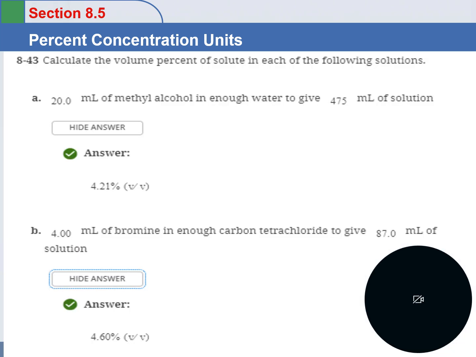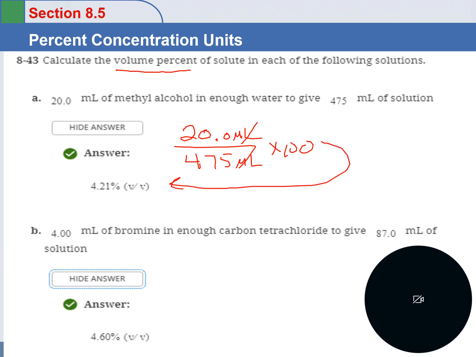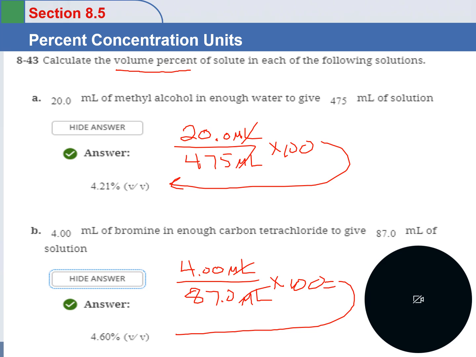Here are some similar problems. Again, I encourage you to pause the video and see if you can calculate what the volume percent is here. So hopefully you tried it, and you would do 20.0 milliliters all divided by 475 milliliters times 100, and you'll get this answer right here. Doing the same thing on the next one, 4.00 milliliters divided by 87.0 milliliters times 100. Again, these drop off, and the answer that you get is right there.